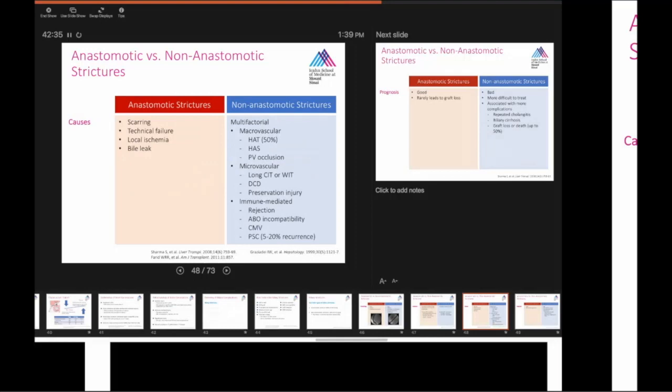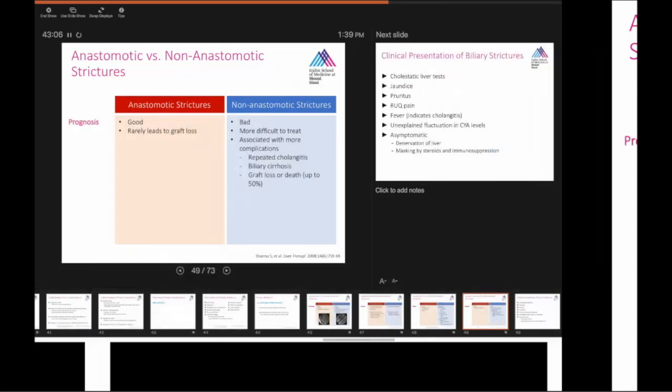And then causes of anastomotic strictures, you have scarring, technical failure, local ischemia around the anastomosis. For the non-anastomotic strictures, it's multifactorial. You have ischemia from macro and microvascular problems like these ones. We talked about them already, as well as immune-mediated processes, which we've already talked about as well. I do want to point out that PSC can recur in the graft, and it has up to 20% recurrence.